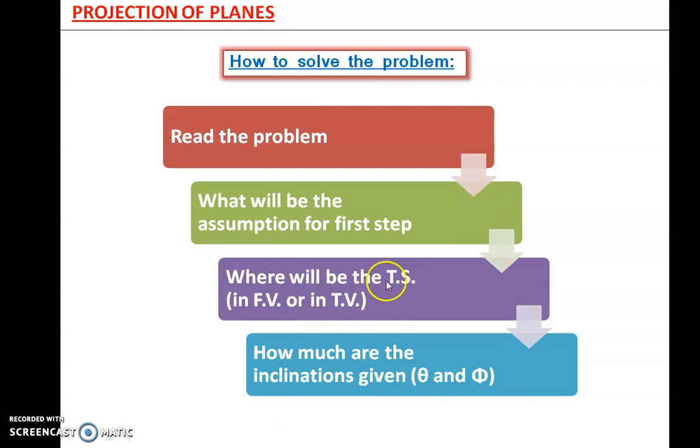Now once these things are clear, then what will be the inclinations? How much are the inclinations given in the problem? So you separately write there that theta is this and phi is this. Okay. So when all these things are clear in your mind, it will be very easy to solve the problems. And if you don't work out these things in your mind, every problem of the plane will be difficult for you. So be prepared with all these things for the problems. Then only it will be interesting to solve the various problems based on the plane.